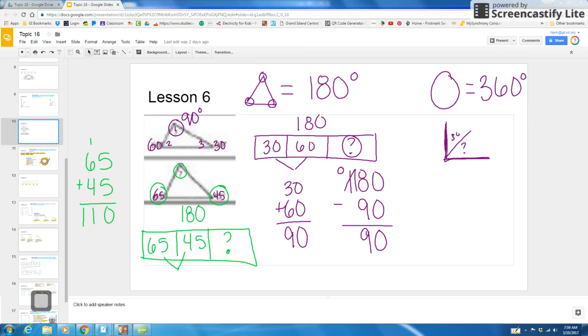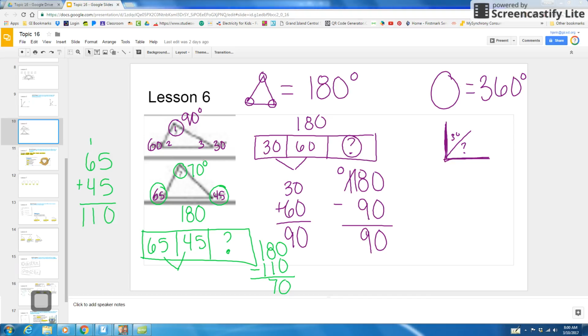So I need to find what's left for this angle up here. So that's where I would come over and say, okay, well, I have my 180 degrees that I have to work with. I'm going to take away my 110. And I am left with a 70-degree angle.